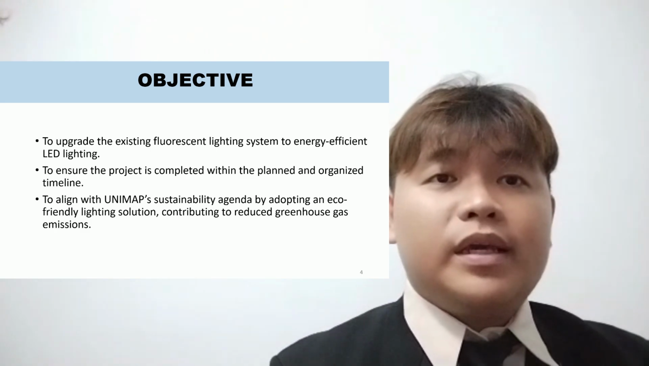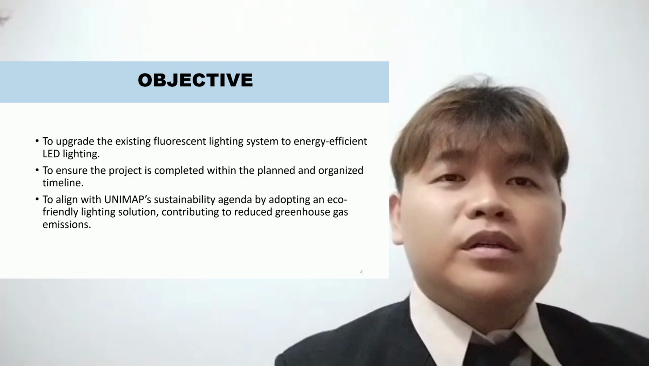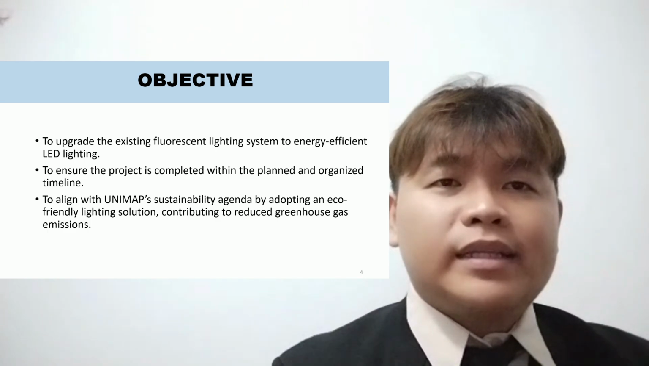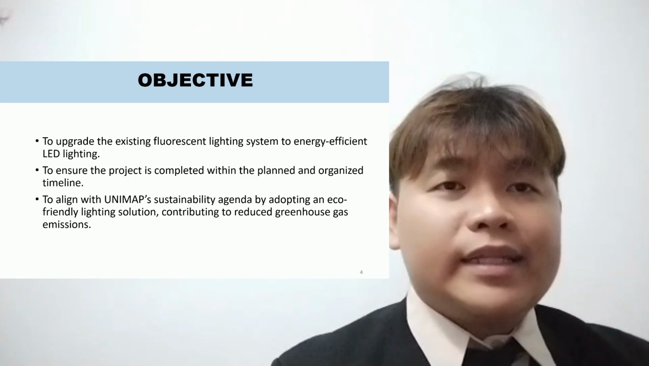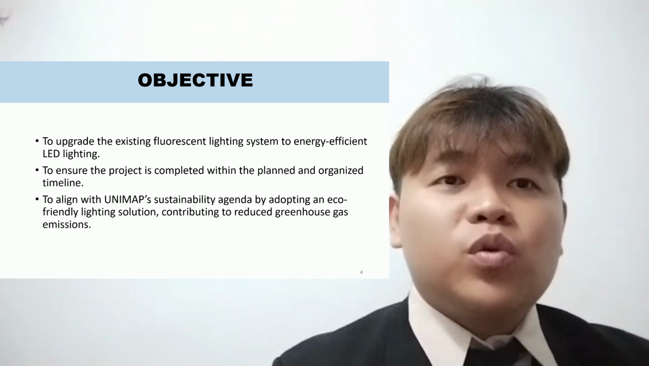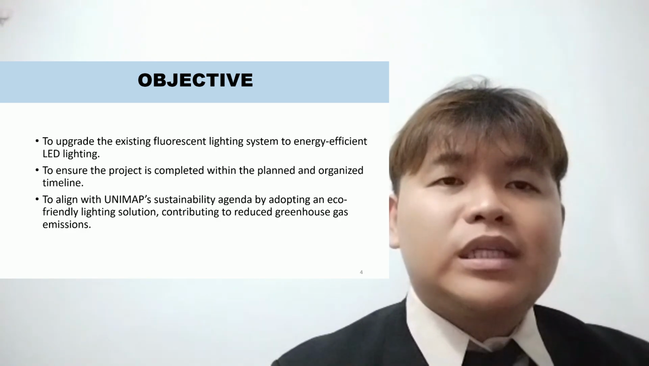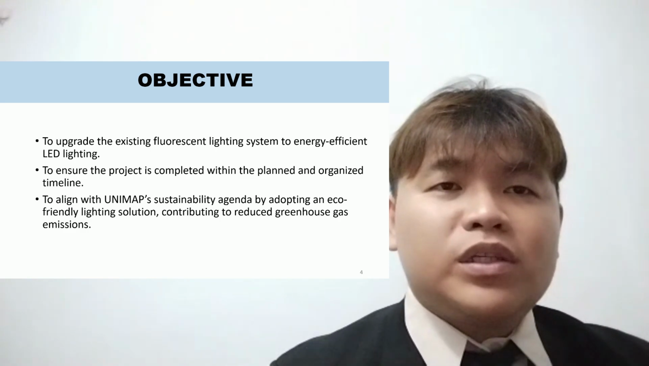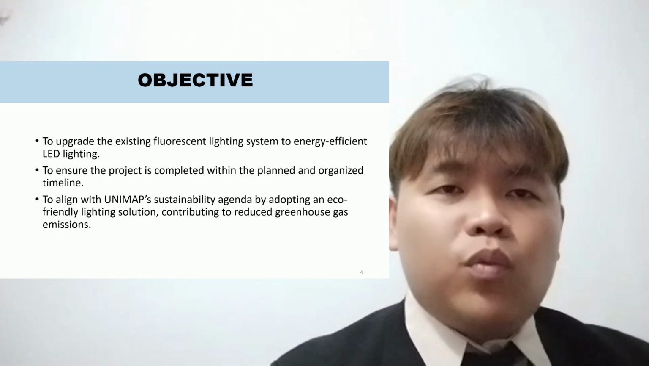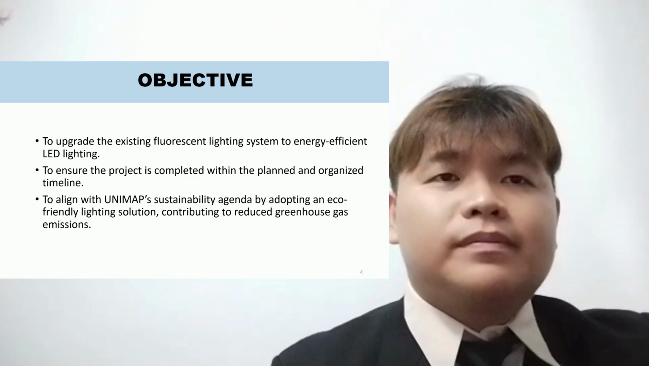This assignment consists of three objectives. The first objective is to replace the existing fluorescent lighting system with an energy saving LED lighting system. Secondly is to ensure the project is completed within the plan and within the timeline. Thirdly is to align with the UniMAP sustainability agenda, where it reduces greenhouse gas emissions.